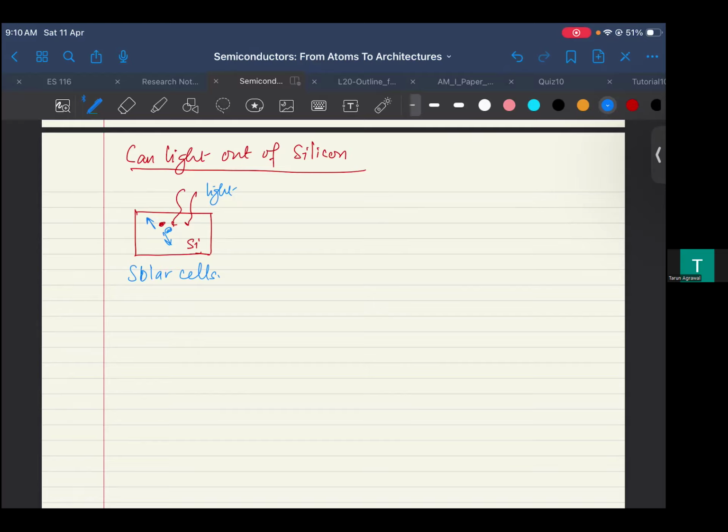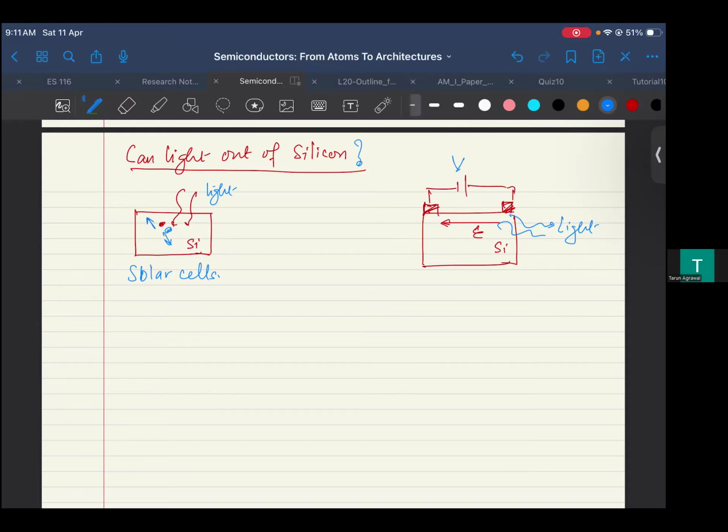Let's say I have silicon, and I apply an electric field through a battery. Can I generate light? Is there a possibility of light coming out of this? What is the physical principle of this? That is what we are going to talk about in this video.